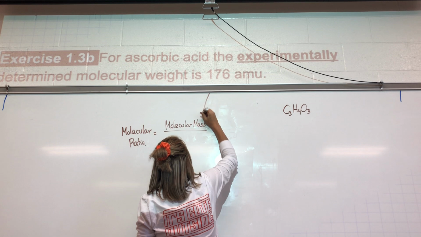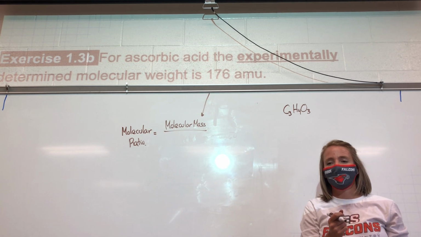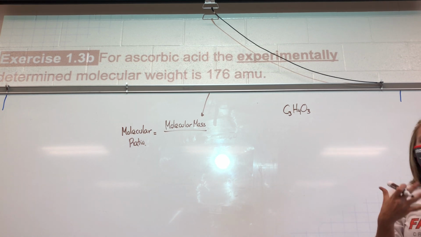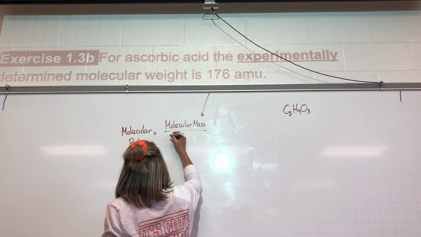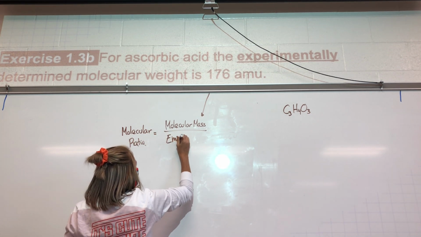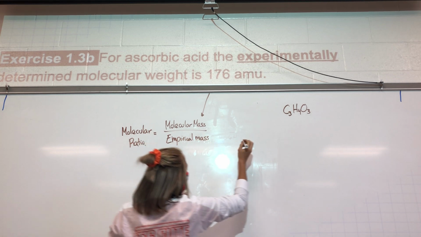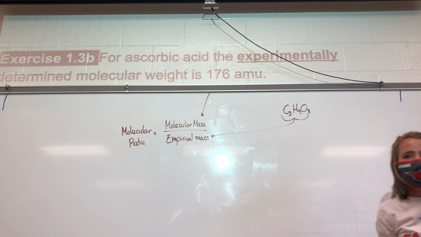okay, so that's always going to be given in the problem because it has to be found experimentally. That's data from the lab. So unless we're doing a lab on it, it's going to be given in the problem. Okay, divided by the empirical mass that we find from what we just determined.